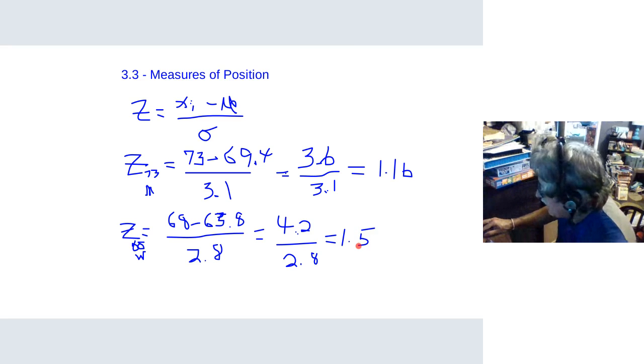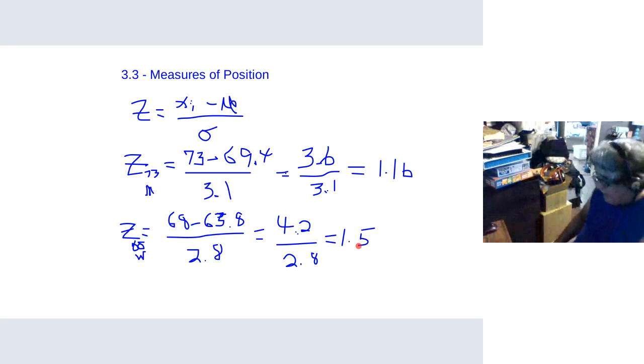Now, the way the z-scores work, they can be either negative or positive. If they're above the mean, then they're positive. If they're below the mean, they're negative.